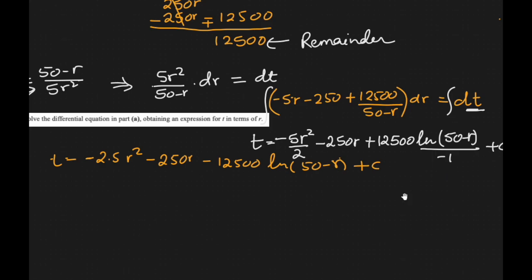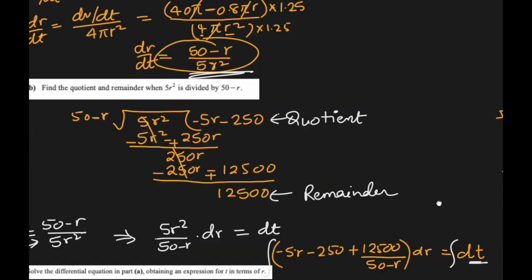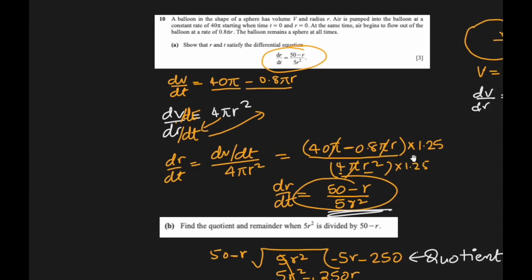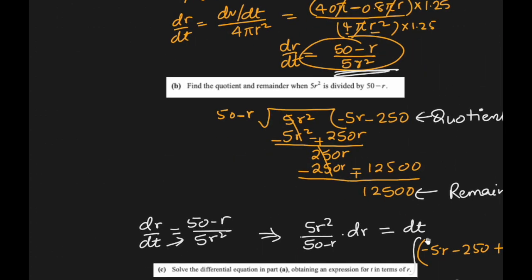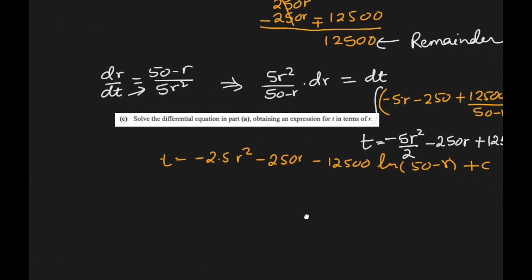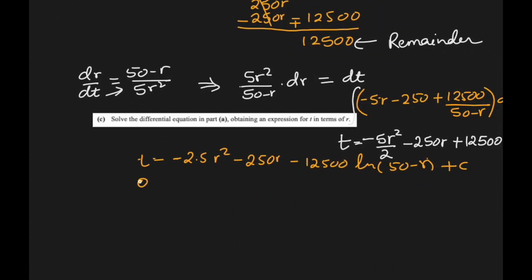However, to get the value of c, they have already given us the starting point, if you remember. When t is 0, r is 0. So that's what we'll do here to get the value of c. So this whole thing becomes 0, and this is also having r 0. This will give us 12500 natural log 50 minus 0, which is 50, plus c.